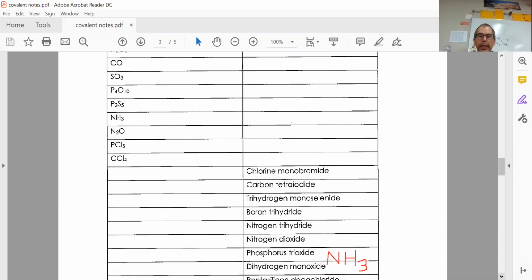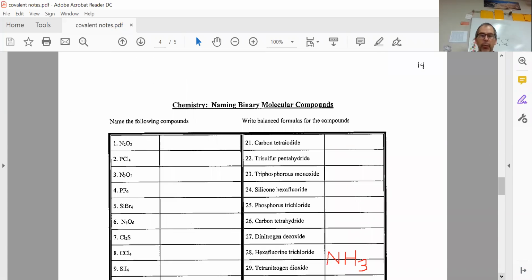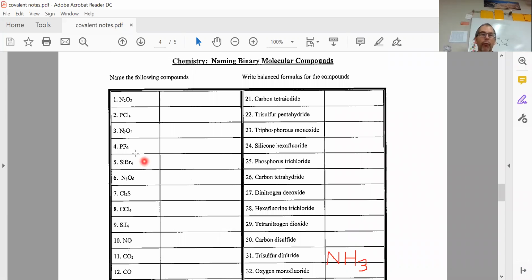And if you go to the next page, it's really just more of the same in a column. Formula to name or name to formula, and just practicing this. And then there's a key that you can check over most of your answers to make sure you have this down. So hopefully that helps with naming binary molecular compounds. And those are the only covalent ones we are going to be naming as you complete your worksheet here.